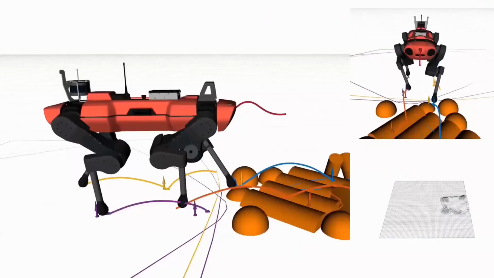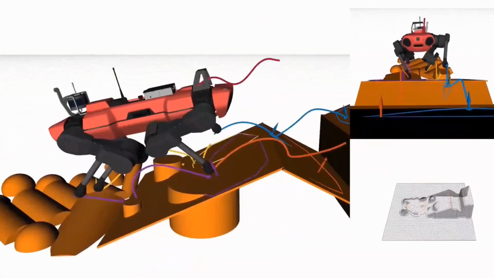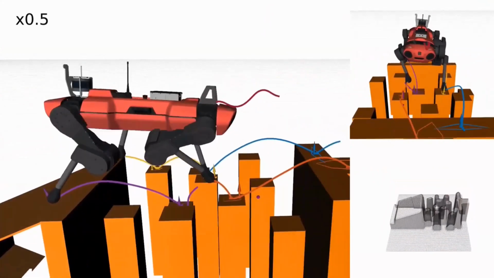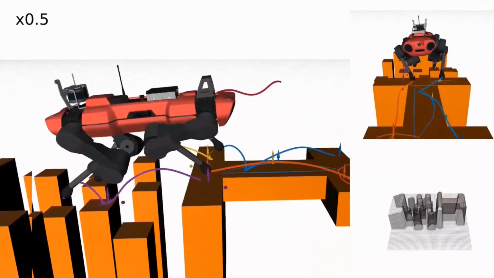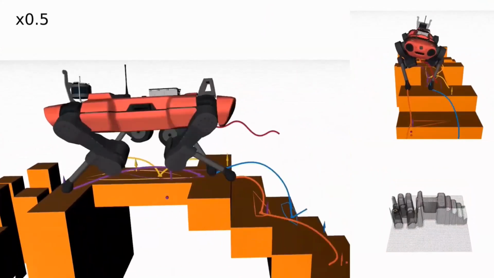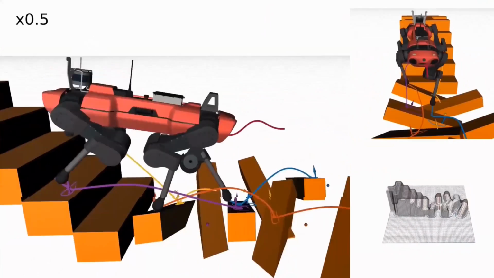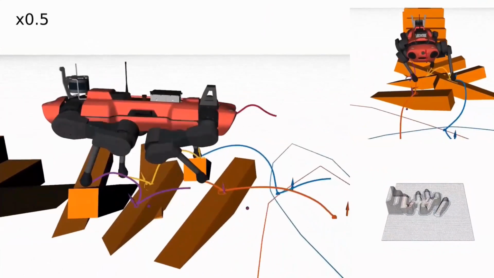And if we go to the nice world of simulation, it can really push this to the limits. So this is now a running gait over stepping stones, over some stairs, and some rubble in the end. And in simulation, this works 100% of the time with any gait. I would say that is pretty solid.